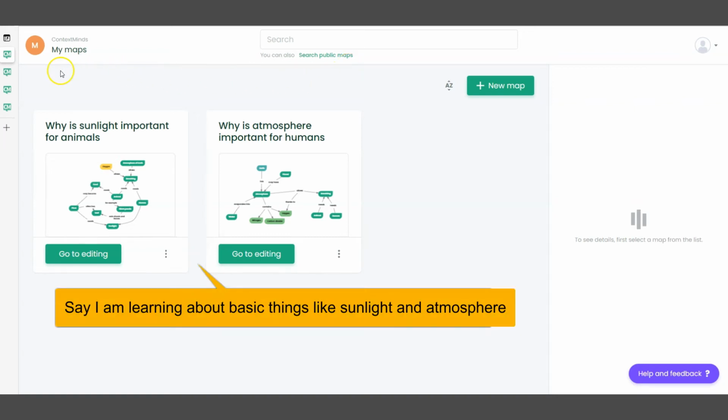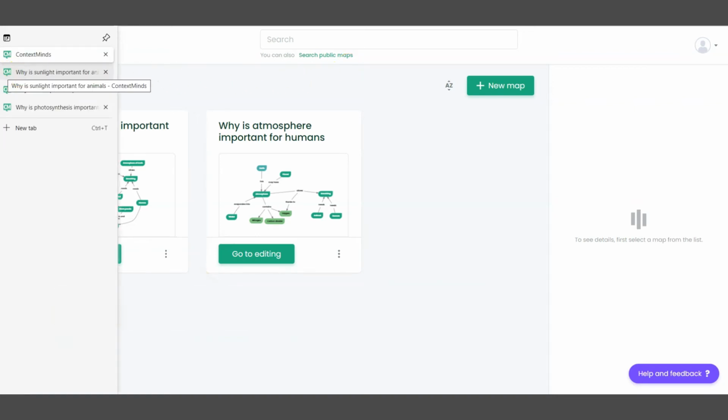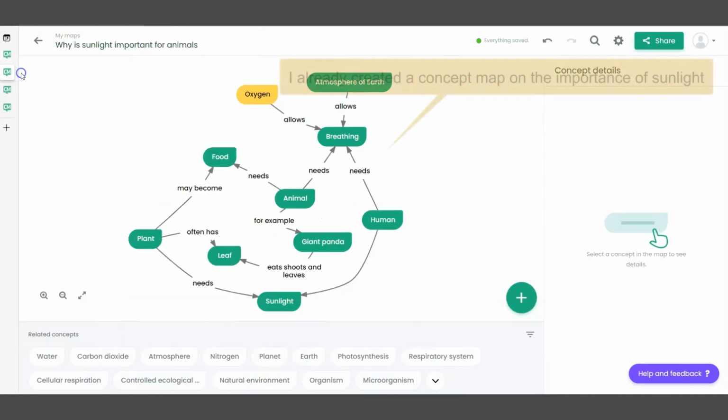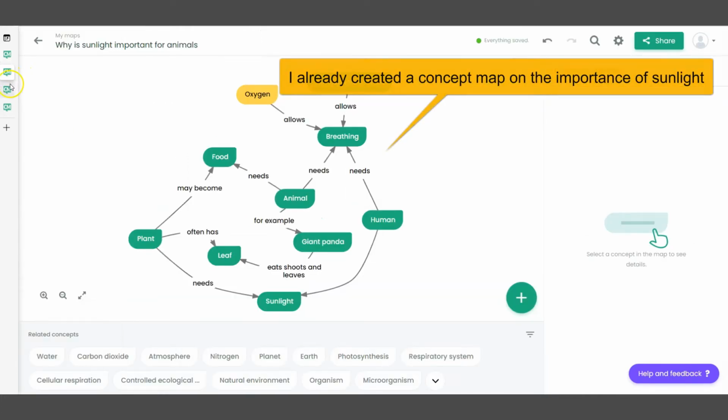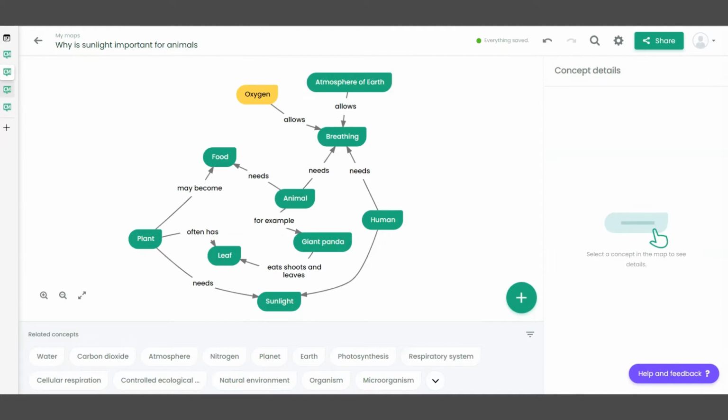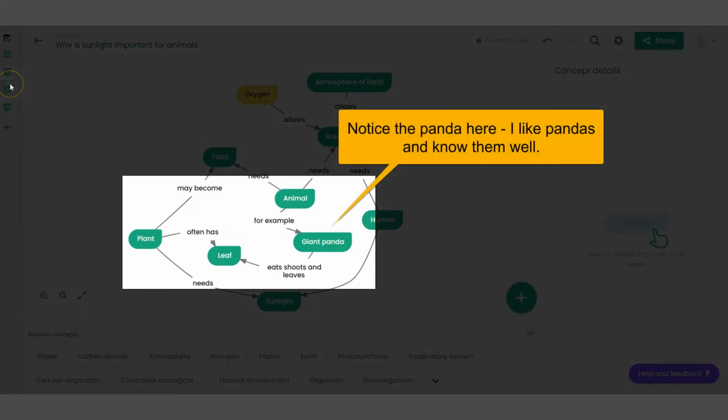Say I'm learning about basic things like sunlight and atmosphere. For example, I already created a concept map on the importance of sunlight. Notice the panda here. I like pandas and I know them well.